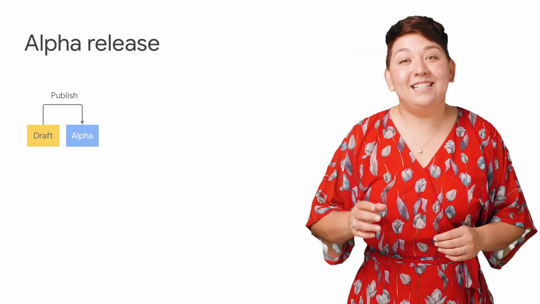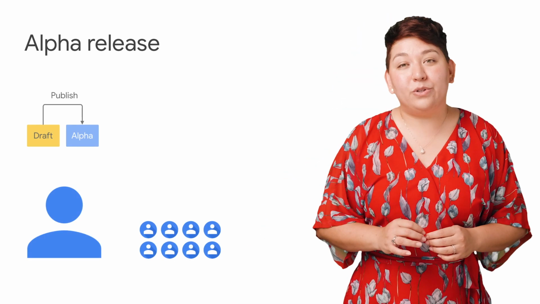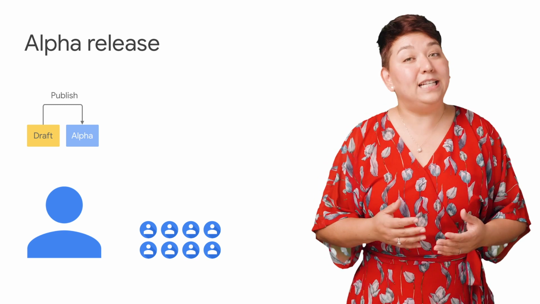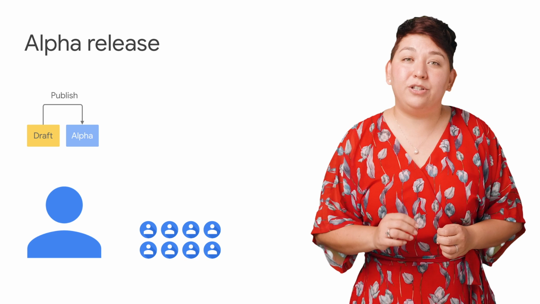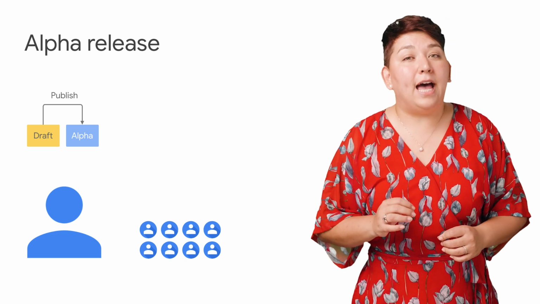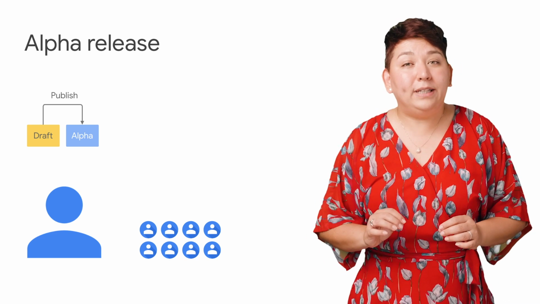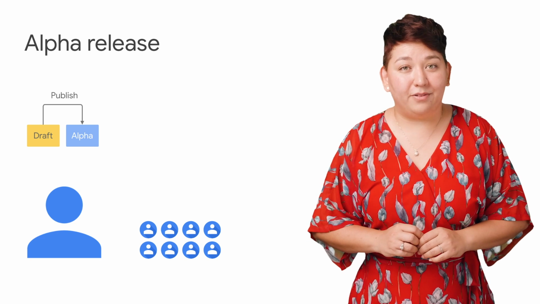From here, you could release your action to an alpha environment. This allows you to add selected users to access your action. These people could be employees or trusted users that can provide feedback to you about your action. Using the alpha release channel is great to quickly test out early versions of your action.